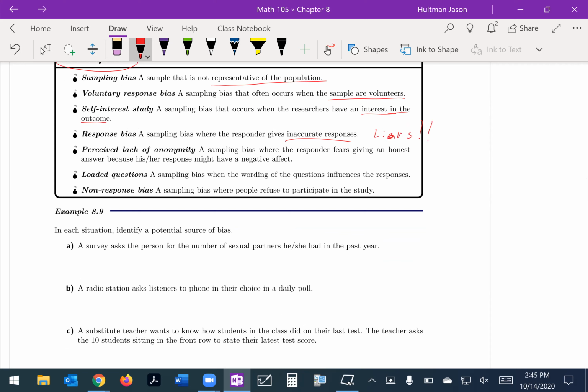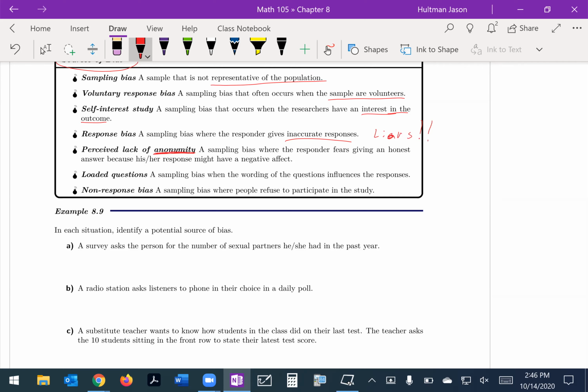Okay, perceived lack of anonymity. This is like when somebody asks you, oh, did you beat your baby yesterday? You're like, I'm not telling you that. Because if I say yes, it means that I'm a child abuser. And if I say no, it means that I could have beat my baby the day before. So it's called the beating baby question, and there's no good way to answer it. So I'm not going to answer it unless my answer is completely anonymous.